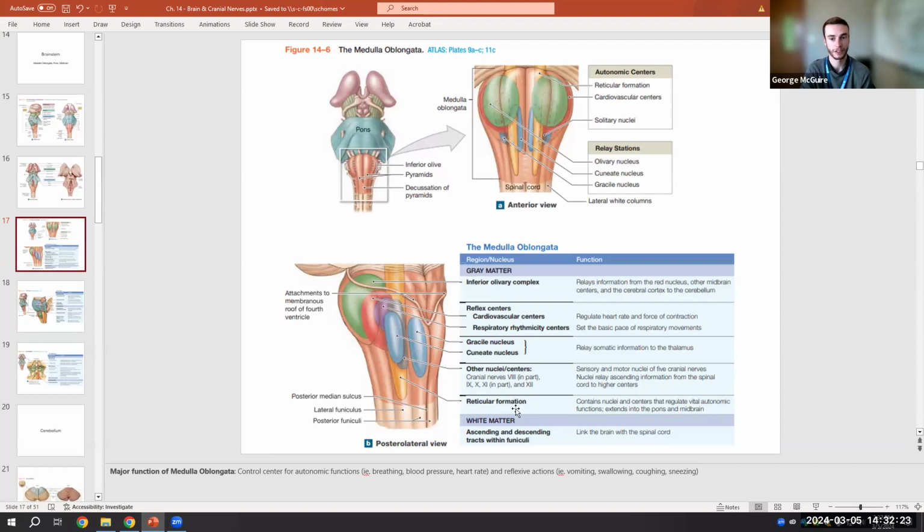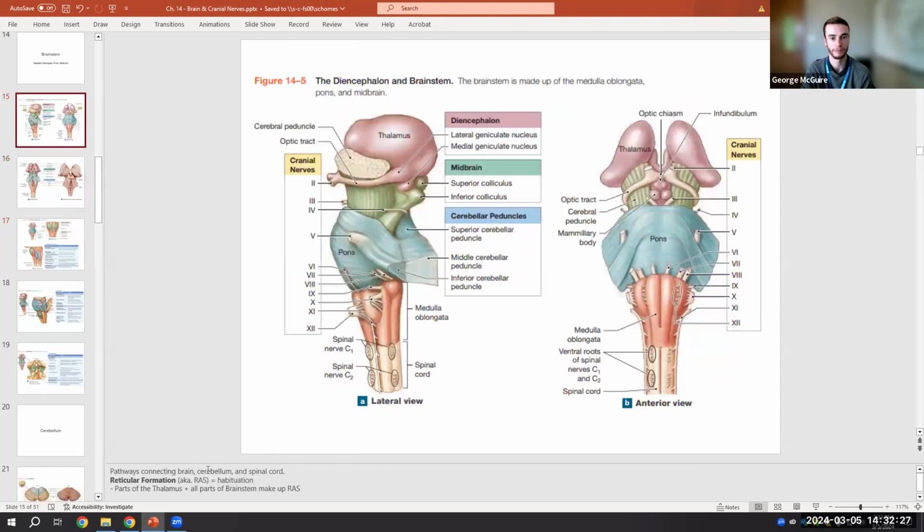And this is the first time where we're going to see reference to the reticular formation. So I do want to talk about this. The reticular formation spreads throughout this entire structure, including the diencephalon and brainstem. So our hypothalamus, thalamus, midbrain, pons, and medulla oblongata all make up parts of our reticular formation, or RAS.